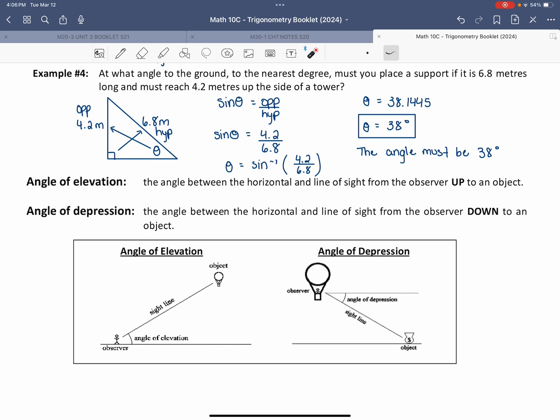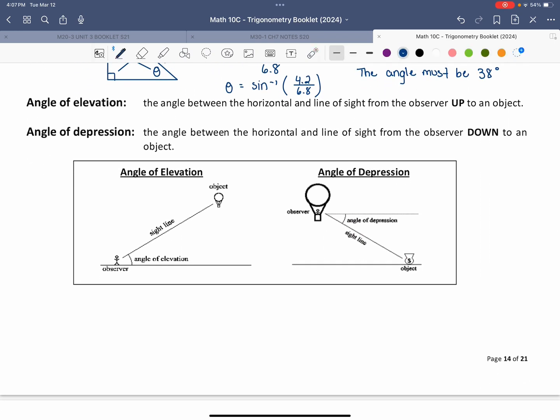Angle of depression is the angle between the horizontal. So here's our horizontal. And then if the person looks down from the horizontal to create a line of sight downward, the angle between the horizontal and that line of sight is the angle of depression.